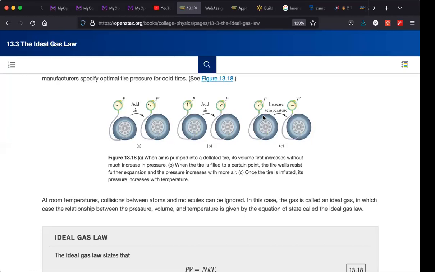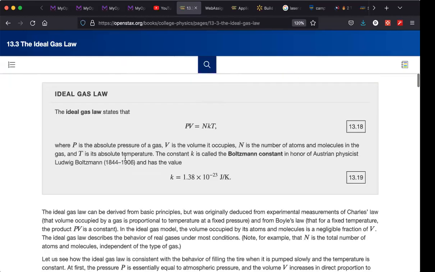You can also change the volume of the tire. So if you take this same tire and instead of just adding air, you just squeeze it into a smaller tire, you make it into a smaller tire with the same amount of air in it, then that will also increase the pressure. So you have three things that affect the pressure in a tire. You can change the temperature, you can change the amount of gas inside of it, or you can change the volume. And the ideal gas law accounts for all three of those things in one law.